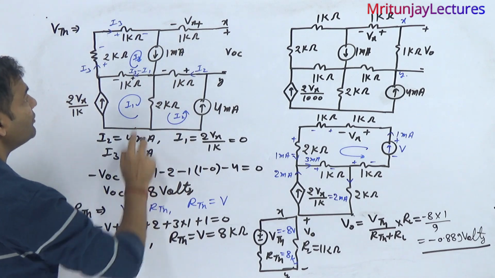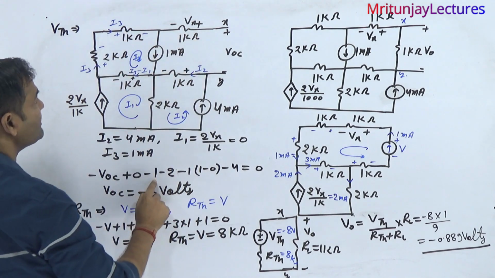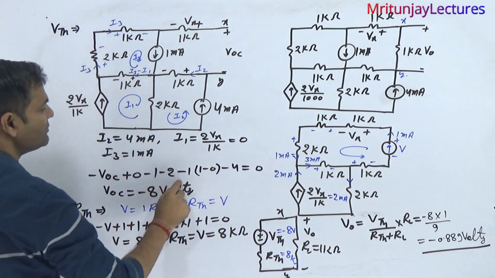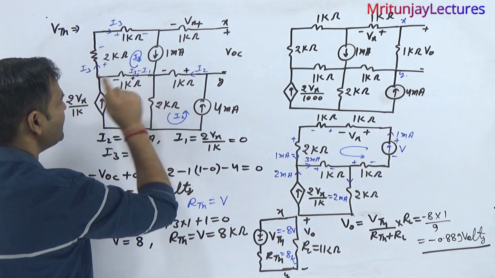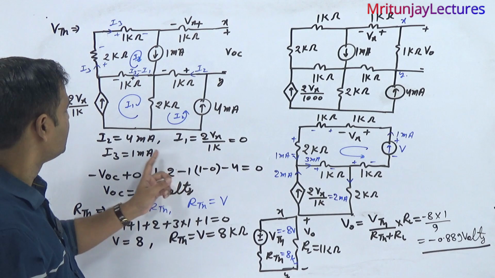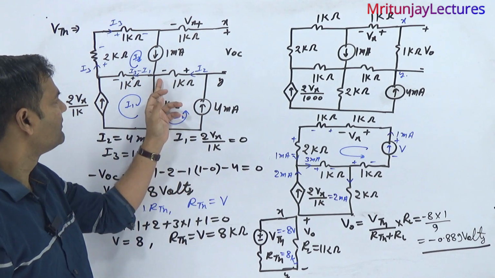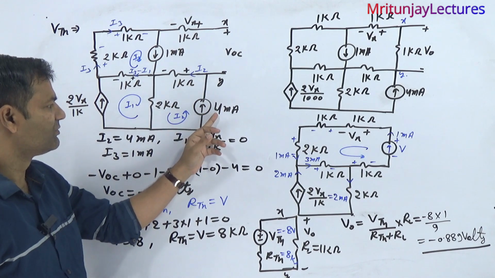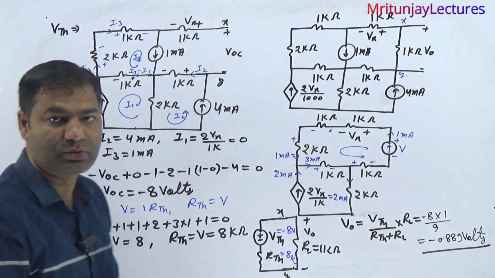And I2 is going on here. Apply KVL in this loop: minus to plus, minus V of OC, that is 0, plus to minus, but going minus to plus, so minus 1, minus 2, then minus to plus, minus 1 into R3 into I3, minus 1. What about I3? 1 milliampere. And what about I1? I1 is 0, so I1 minus 0, and minus 2 plus minus 4, this is equal to 0. So finally V of OC is minus 8 volt.